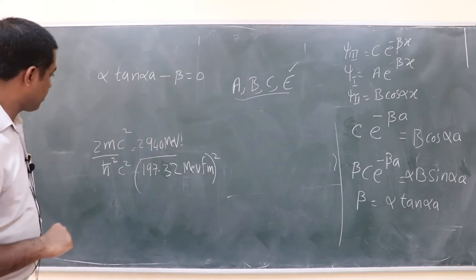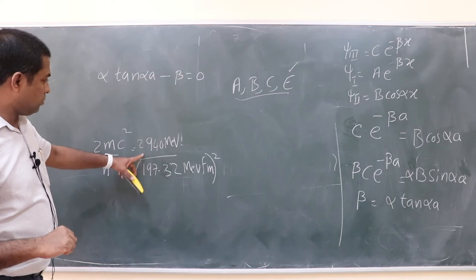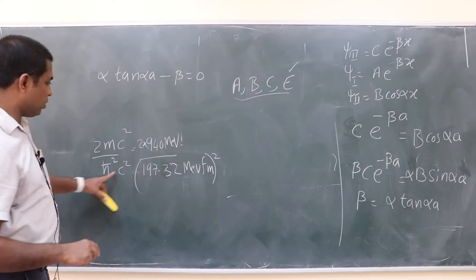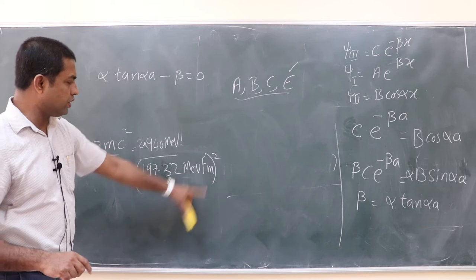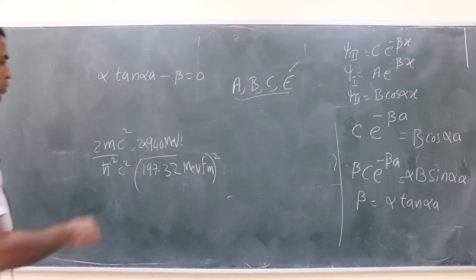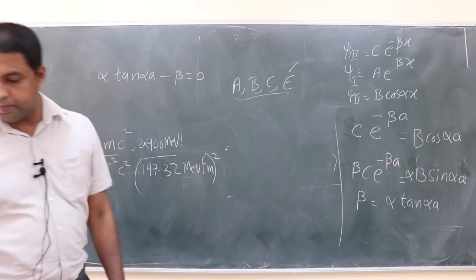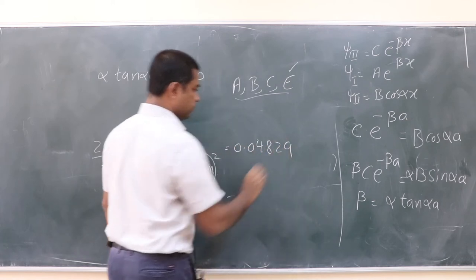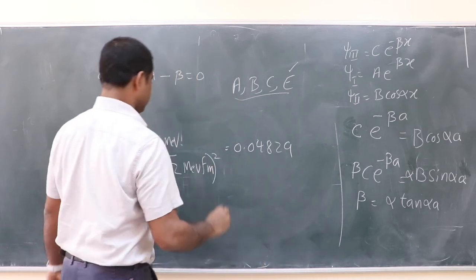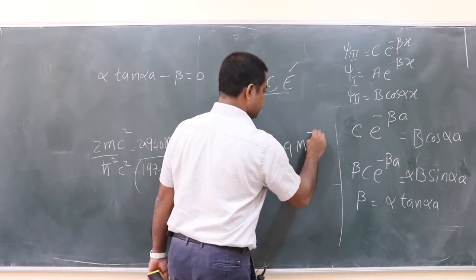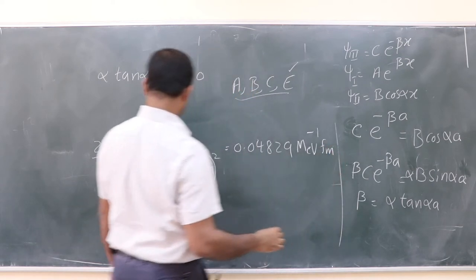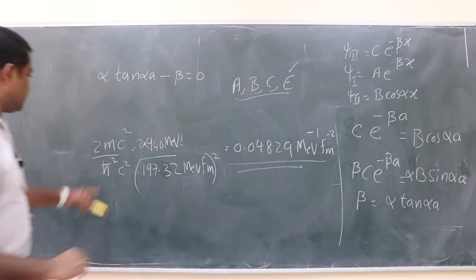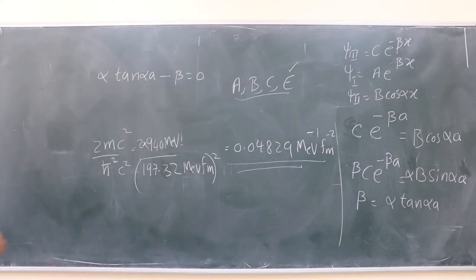So mc square I am writing as 940 mega electron volt, and h cross c is 197.32 mega electron volt fm. If you solve this, you get 0.04829, in units of MeV^-1 fm^-2. So 2mc square by h cross square c square is this quantity.